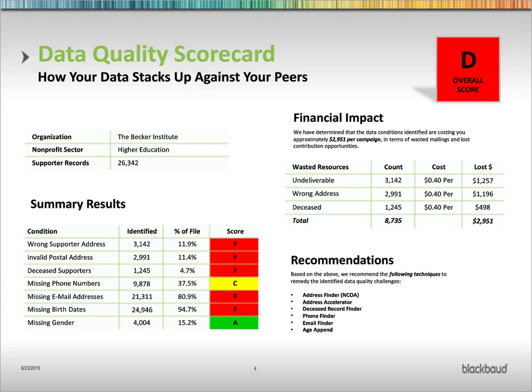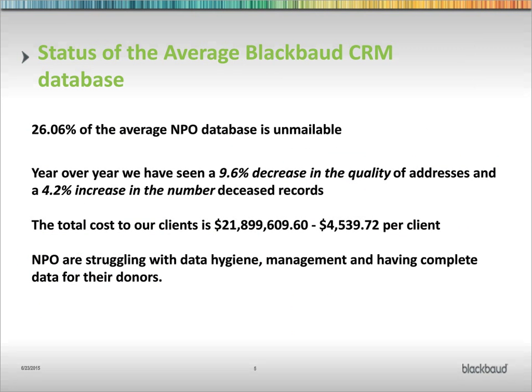All right. So one thing I really like pulling out from this, and this is one of the huge things that we got as a company when we looked at the analysis across all of our databases. Basically, we found that for our average client, over 26% of their database is unmailable. So that's people that have a wrong supporter address, an invalid supporter address, or they're deceased. That was a big, scary number for us. So roughly, a fourth of an average client's database is just not usable information.